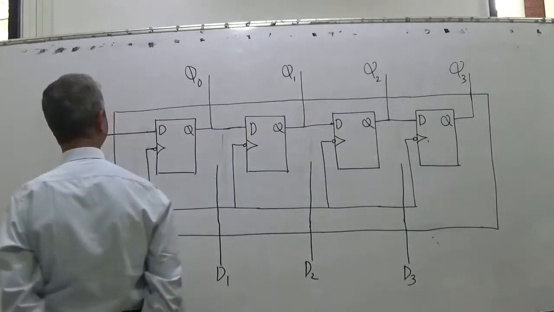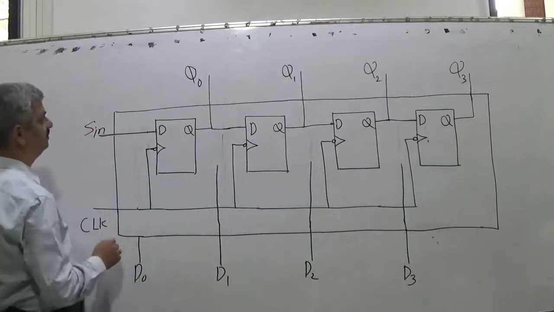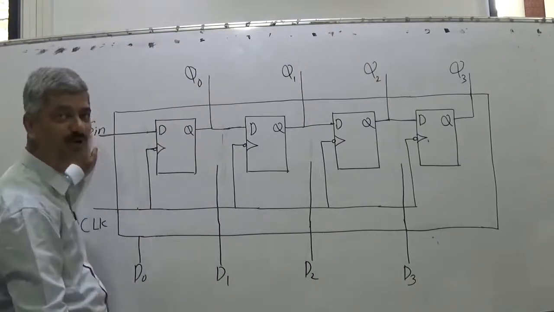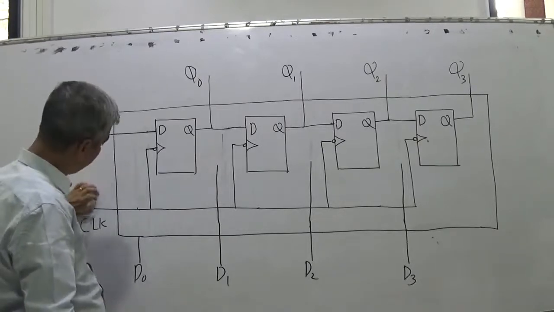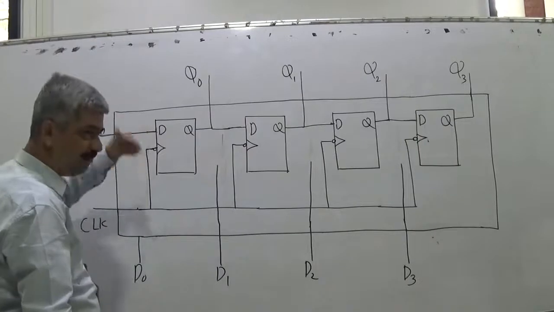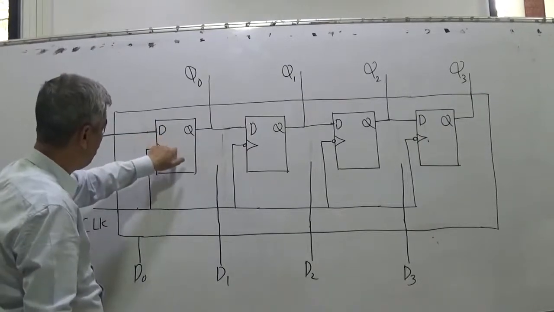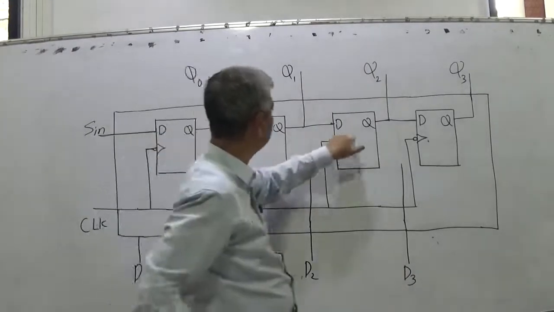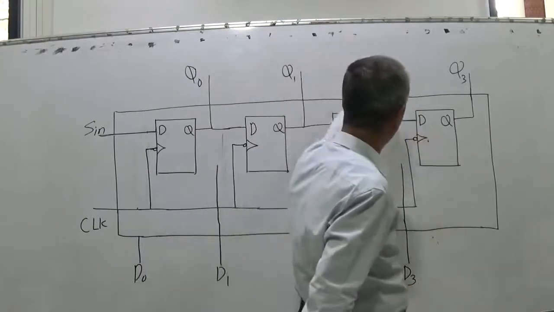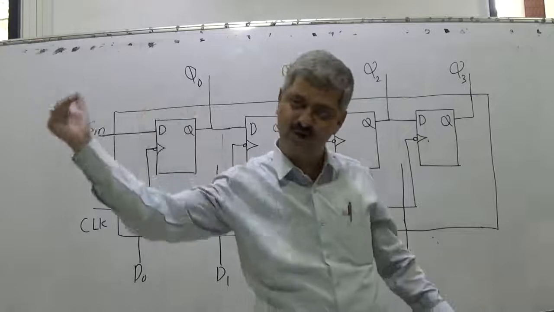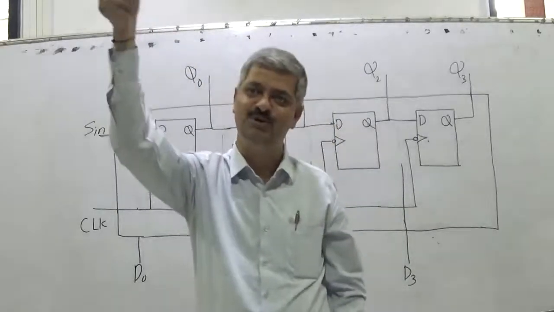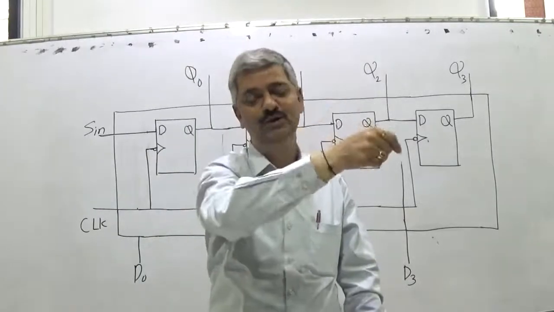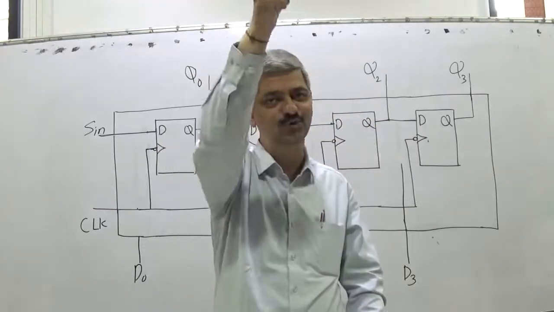In such a situation, whenever clock comes, what will be transferred at Q0? Sin. This is called serial input mode. Whenever clock is available, at the time of the falling edge of the clock, this flip-flop is having Sin at its D. This flip-flop is having Q0 at its D. This flip-flop is having Q1 at its D. And this flip-flop is having Q2 at its D. So whenever clock comes, serial input would be transferred to Q0, old Q0 would be transferred to Q1, old Q1 will be transferred to Q2, old Q2 will be transferred to Q3.